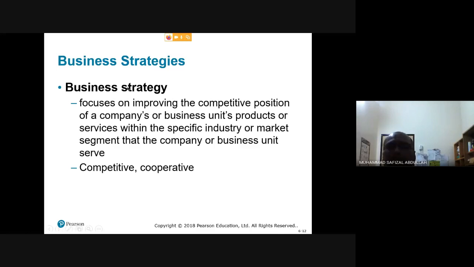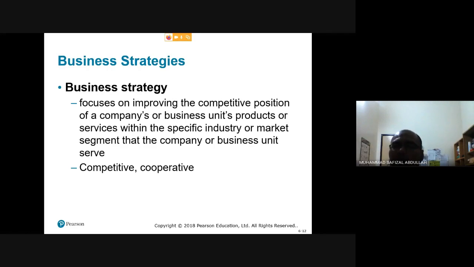Now we are going to move into business strategy. So what is business strategy all about? How does it differ from corporate strategy? Remember, what is a corporate strategy?